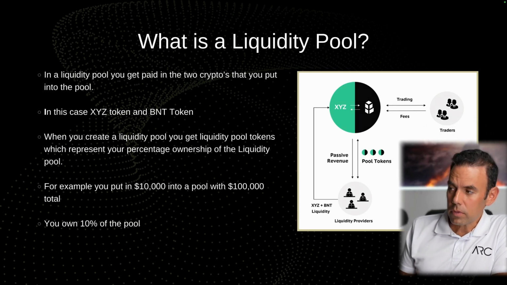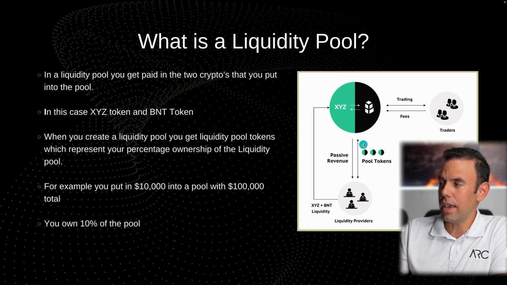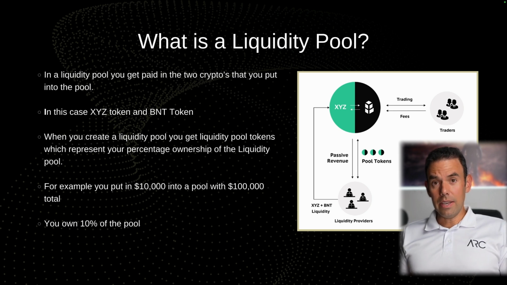Now, you can see here, what do the liquidity providers earn? Well, they earn the tokens that they put money into. So you can see here, we've got XYZ token and Bancor token. The passive revenue from the trading fees goes to the liquidity providers in the form of XYZ token and Bancor tokens. Okay. Now, what is impermanent loss?